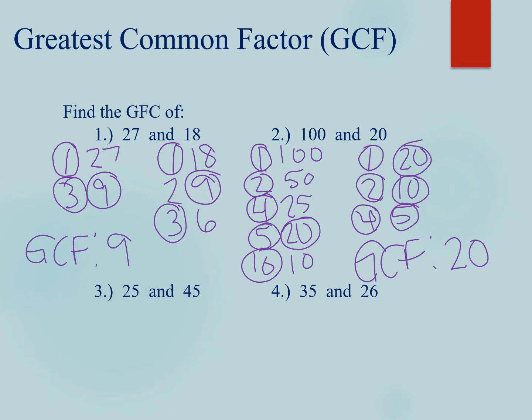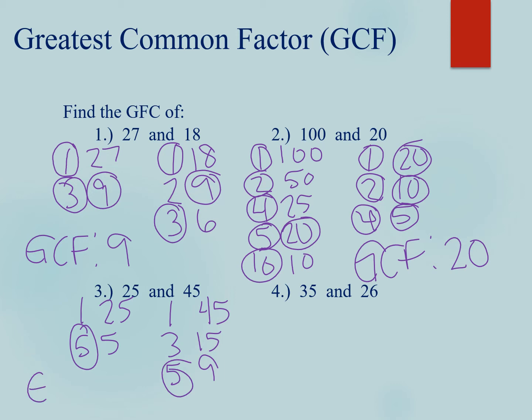All right, so if you tried number 3 and 4 here, the factors of 25 are 1 and 25 and 5 times 5. Factors of 45, 1 and 45, okay, 3 and 15, and 5 and 9. Okay, so again, I can see that they have in common 1 and 5. The largest one that they have in common is 5. So the GCF for 25 and 45 is 5.